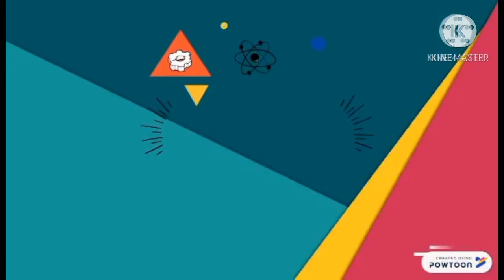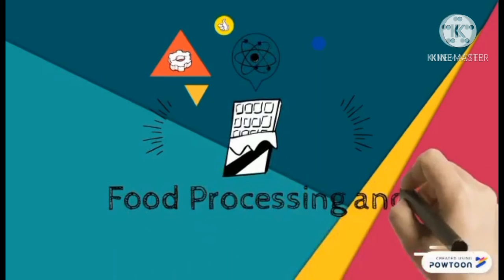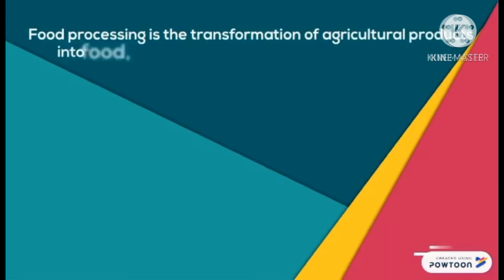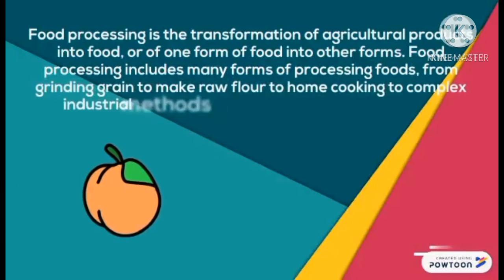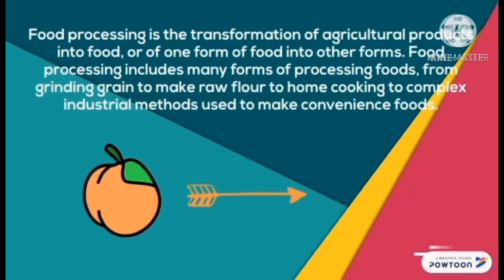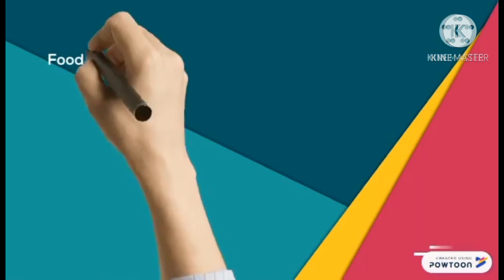What is food processing? Food processing and preservation. Food processing is the transformation of agricultural products into food, or of one form of food into other forms of food. Processing includes many forms of processing food, from breeding, grain, meat, raw.